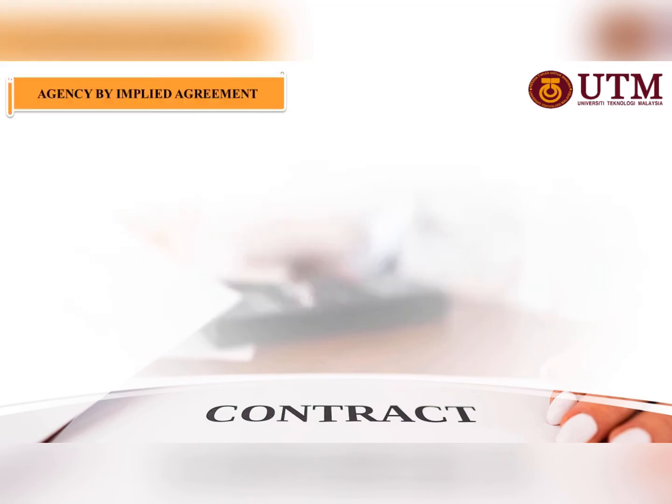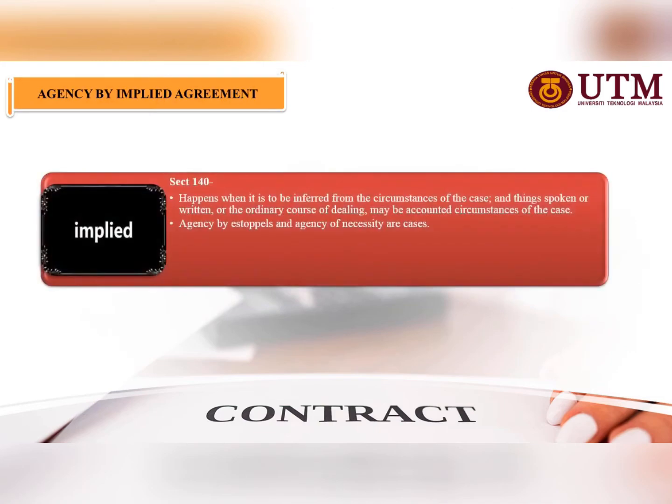Section 140 in the Contract Act 1950 states that an implied agreement happens when it is to be inferred from the circumstances of the case, where things spoken or written or even the ordinary course of dealing may be counted as circumstances of the case. Agency by estoppel and agency of necessity are some of the cases in this type of agreement.